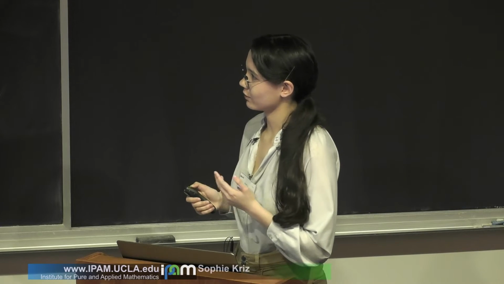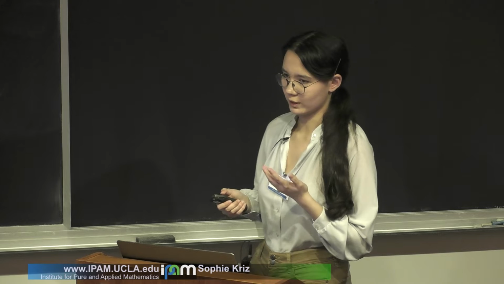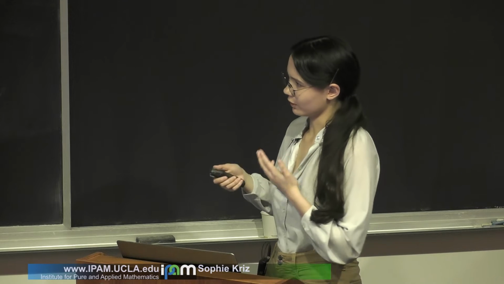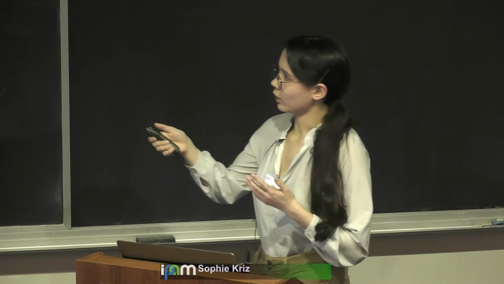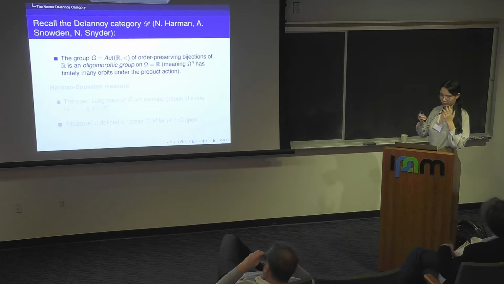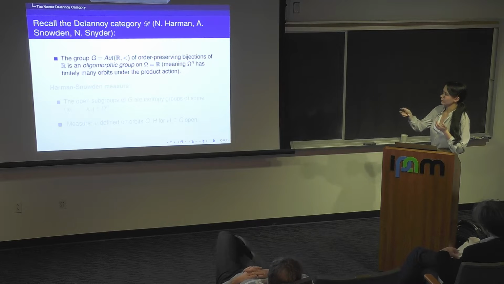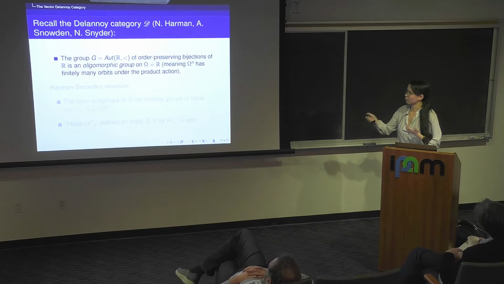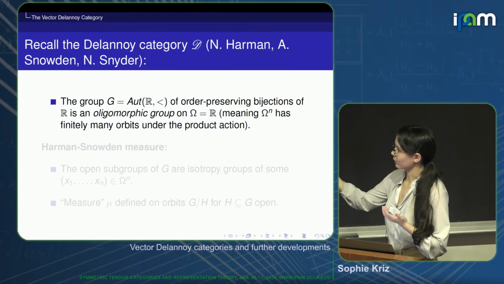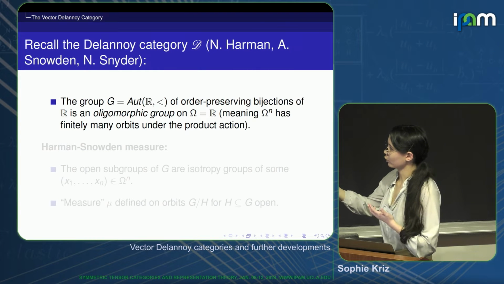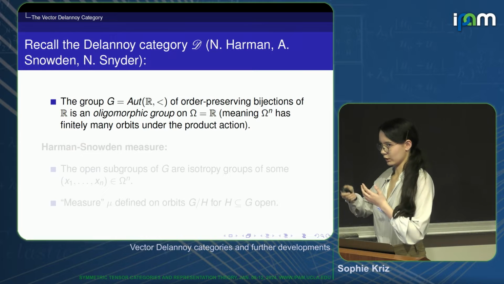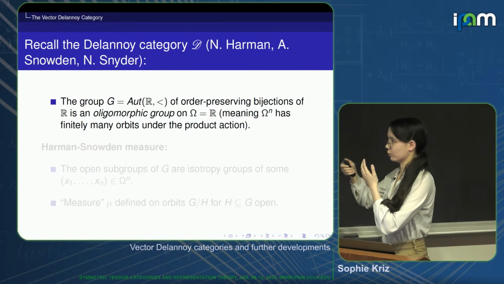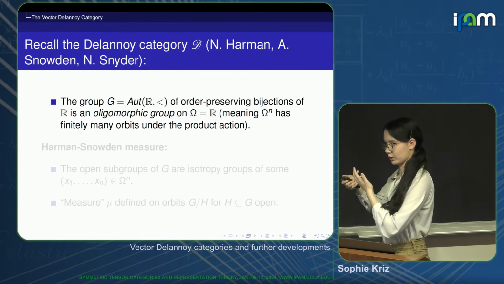So today I'd like to talk about the vector Delannoy category and some various thoughts which it sort of led me to. Let me just recall some of the previous talk by Noah. We can consider this group of order-preserving bijections on the real line. This is an oligomorphic group acting on R, which again, recall, means that if we look at R to the n, this group will have finitely many orbits under the product action.